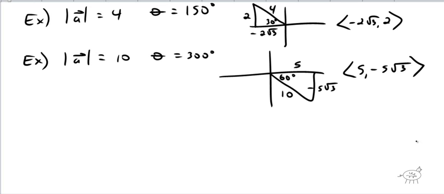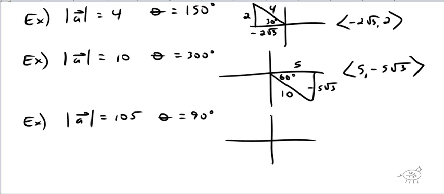Okay, and one last one here. The magnitude of A is 105. Ooh, we like 105. And theta is 90 degrees. So what's my reference angle? Well, there really isn't a reference angle, right? It's a quadrantal. We know we're up here. So think about it. What is that coordinate? What's that vector? Well, isn't it 0 in the x direction and 105 in the y direction? So isn't that going to be 0 comma 105?